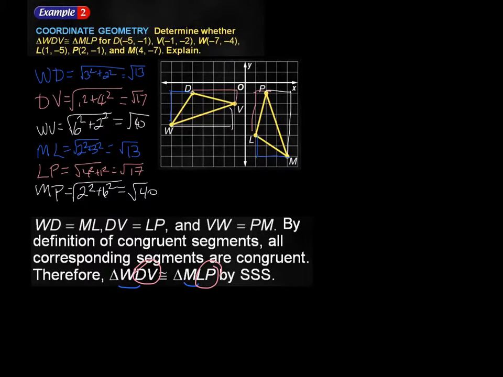Okay, the order matters. Where we had WD congruent to ML, I have WD and ML in the same order there, and DV is equal in measure to LP, so those are in the same order there as well. So make sure when you write your congruent statement, you line up the corresponding parts. And the reason these are congruent is because of the postulate side-side-side.